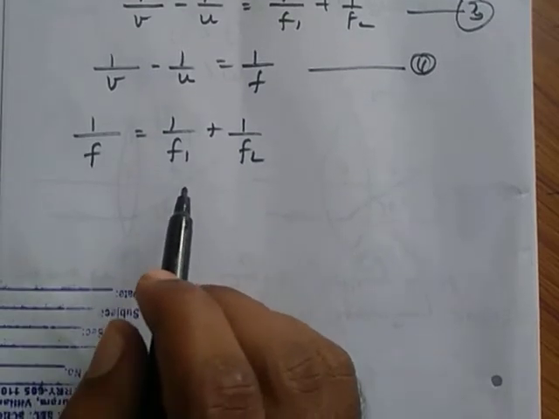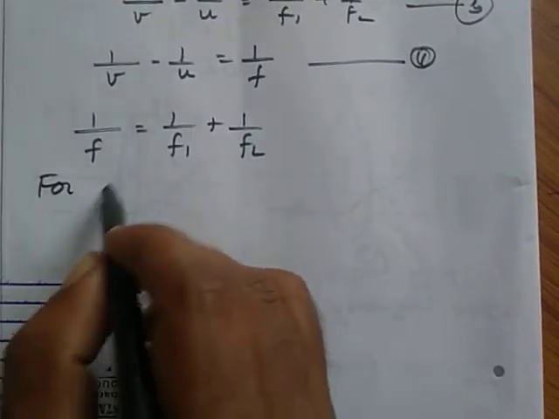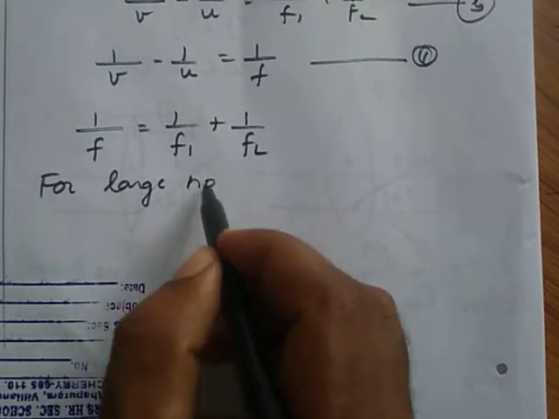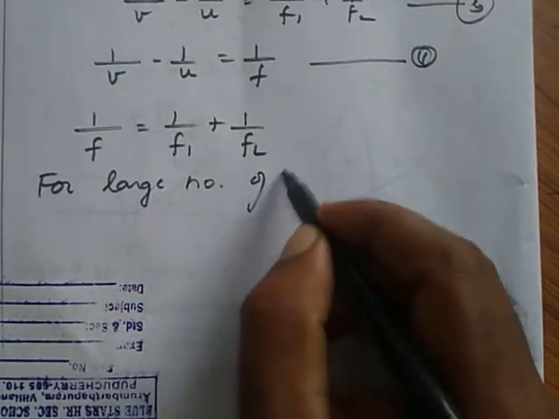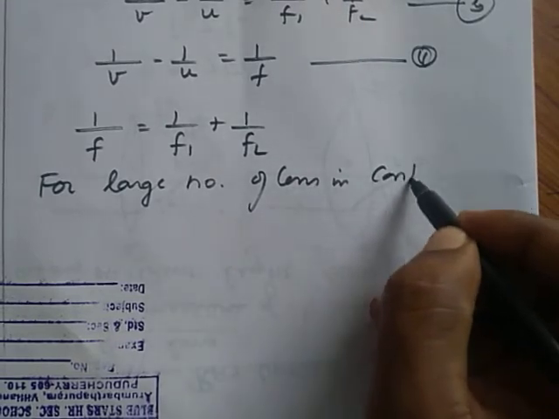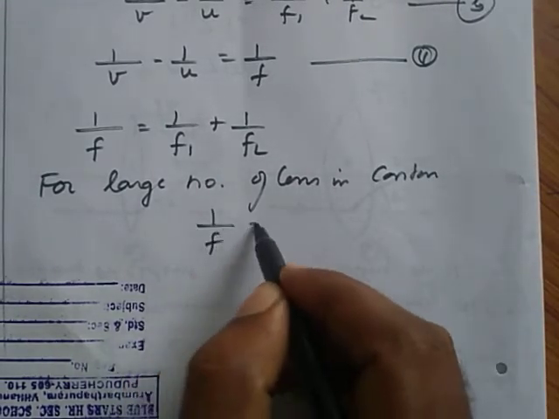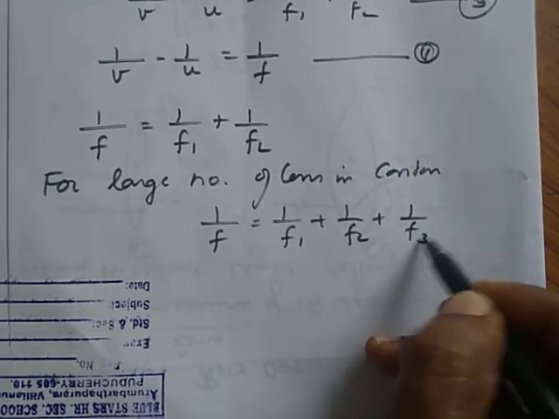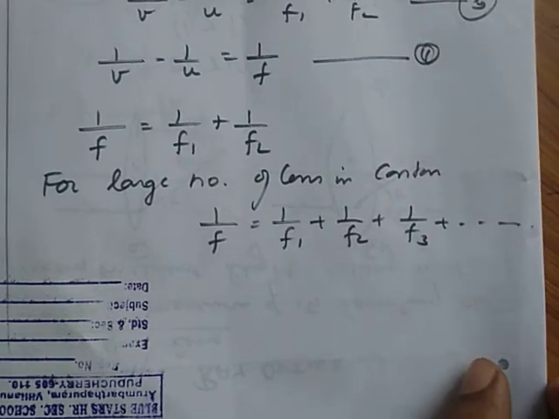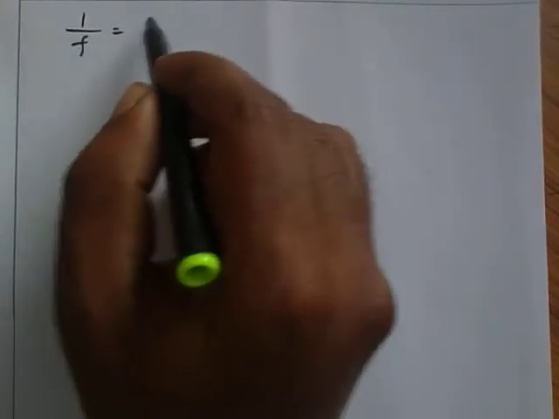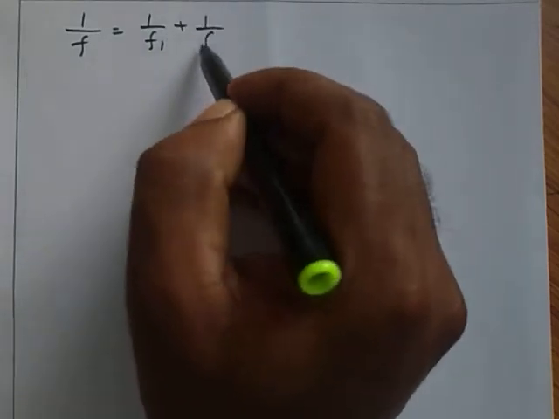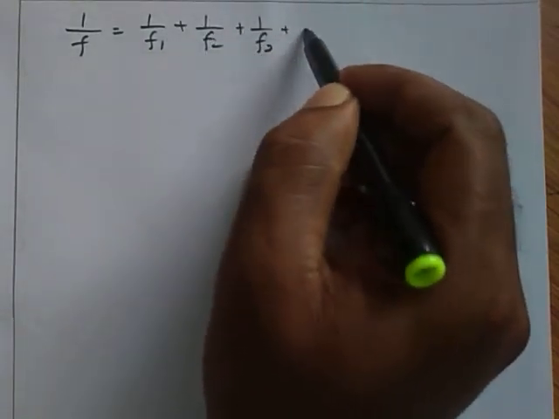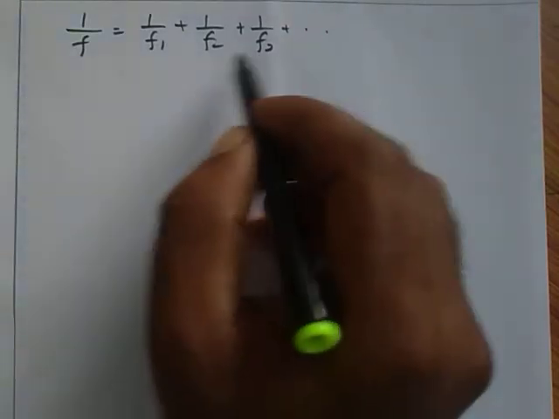Suppose there are a large number of lenses in contact, so we can write 1/f equals 1/f1 plus 1/f2 plus 1/f3. Okay, the next is magnification. First we write the power of lens. We get the expression 1/f equals 1/f1 plus 1/f2 plus 1/f3. We can write this equation in terms of power of lens.